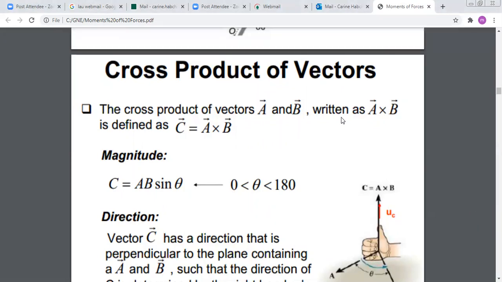The cross product of vectors A and B is written as A vectorial B, which is defined as vector C equal to A vectorial B. The first difference between dot product and cross product is that the dot product will give me a number, while the cross product will give me a vector. Whenever I have a vector, I should define its magnitude and its direction and sense.